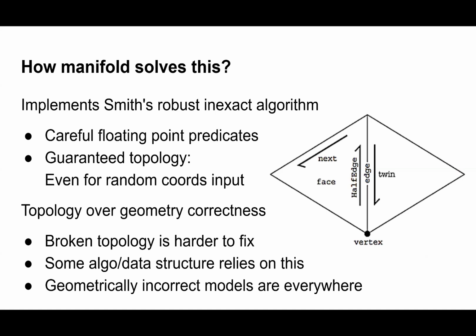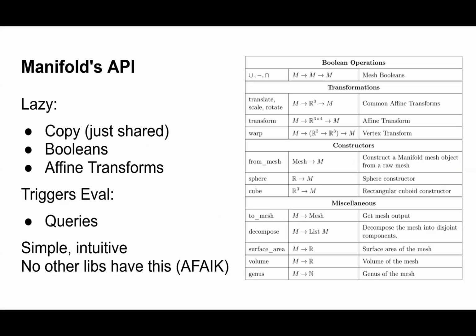And some algorithms and data structures rely on this. For example, here we show a half-edge data structure, which implicitly assumes two-manifold representation. And also geometrically incorrect models are everywhere. When you apply affine transformations, you get geometrically incorrect models. So we prefer preserving topology.